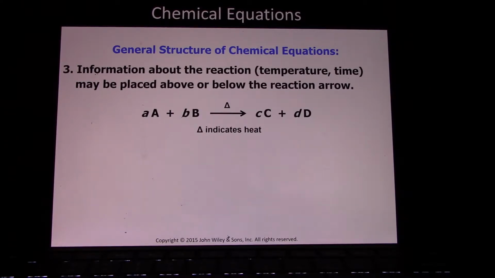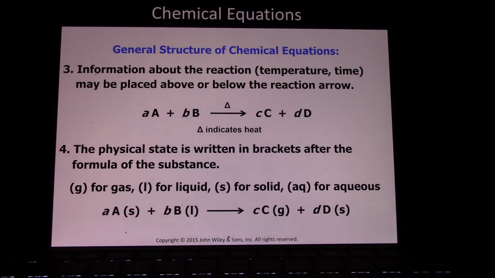The delta sign above the chemical arrow means heat. Typically the capital Greek letter delta means the change in something, but this is an exception. In this case, when you see the delta above a chemical reaction arrow, it means a lot of heat was applied. And in parentheses, we can put G if the state of matter is a gas, L if the state of matter is a liquid, S if it's a solid, and AQ for aqueous, which is from Latin, aqua, which means something is dissolved in water.